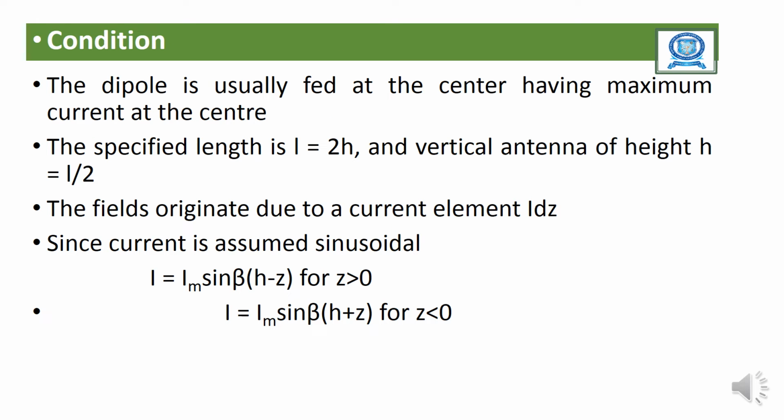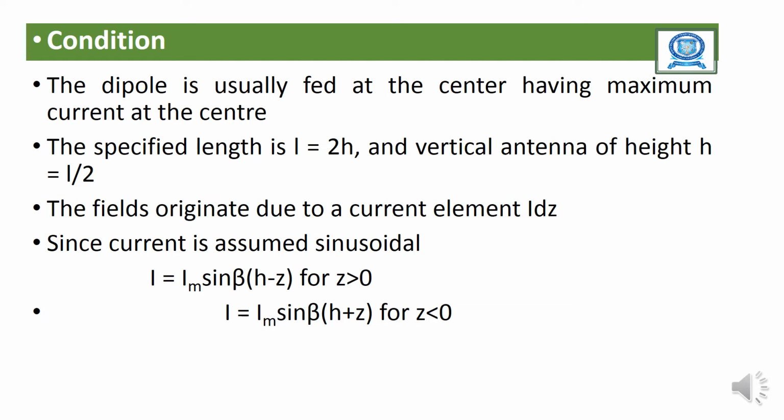The half wave dipole antenna is fed at the center, so the maximum current will be placed at the center. We can say that by specifying the length of that particular antenna, L is equal to 2h, and the vertical height of the antenna is equal to L by 2. When the fields originate due to the current element, we can give it as I dz.